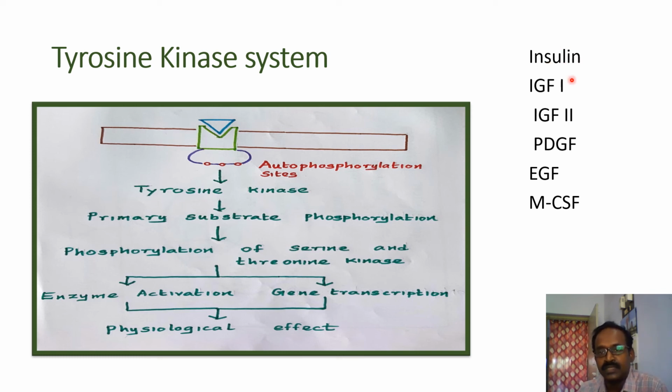Other substances like insulin-like growth factor 1, insulin-like growth factor 2, platelet-derived growth factor, epidermal growth factor, and macrophage colony stimulating factor act through the tyrosine kinase system. You should not forget that insulin mainly acts through the tyrosine kinase system.